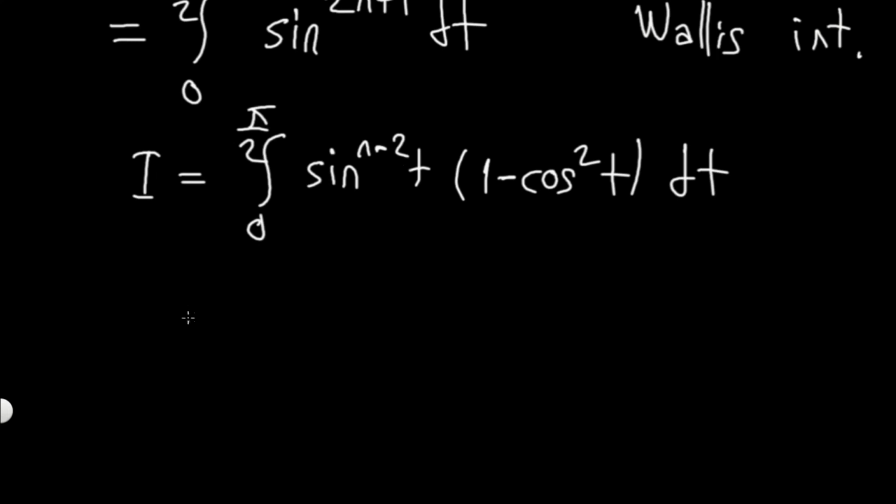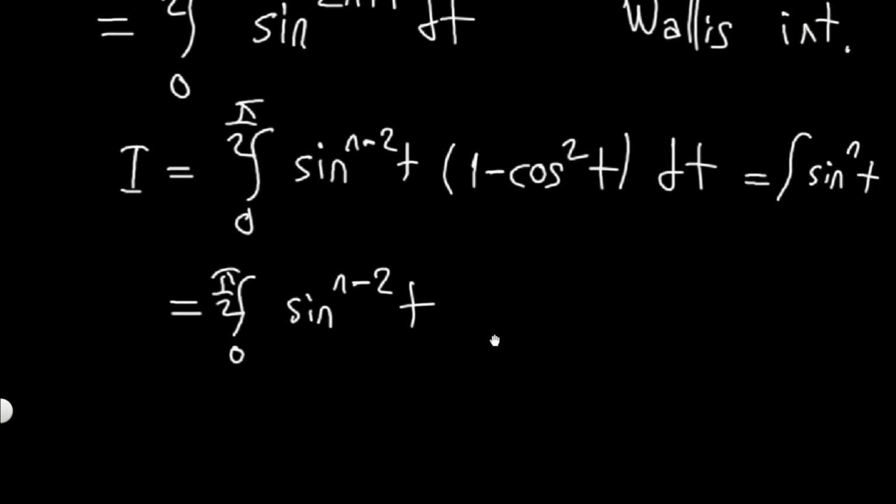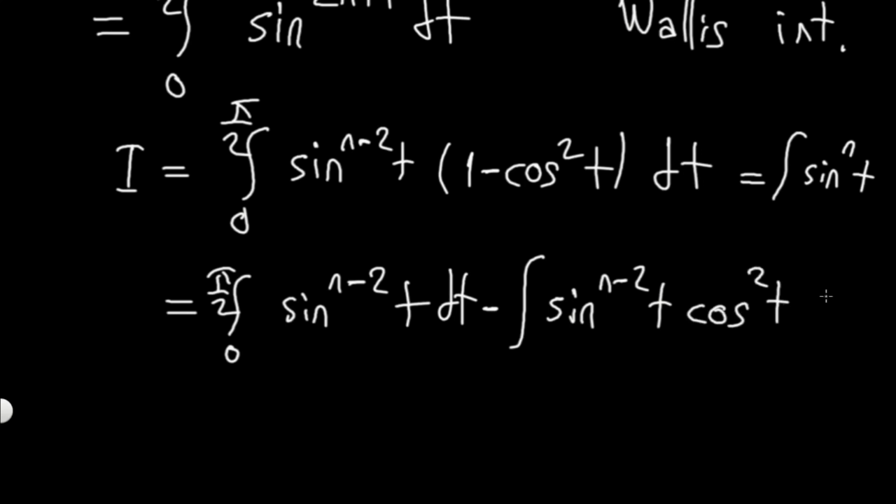And now I'm just going to separate the sum, and it will be the integral from 0 to pi over 2. So this is sine n minus 2 t, and I have minus sine to the n minus 2 t times sine t and cosine squared t dt. And this is also, of course, from 0 to pi over 2.